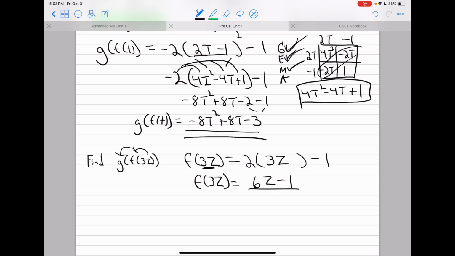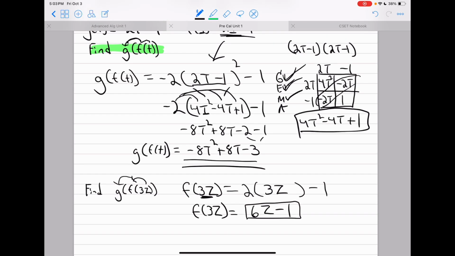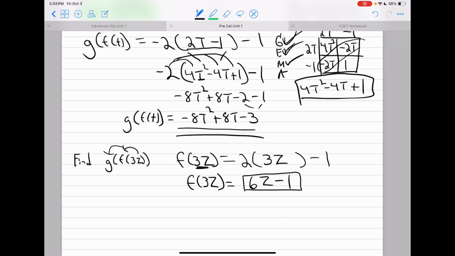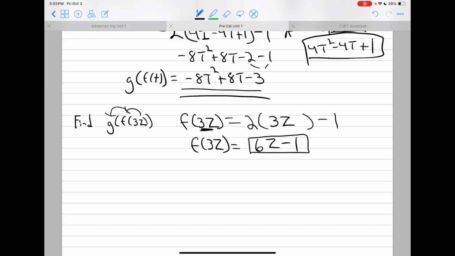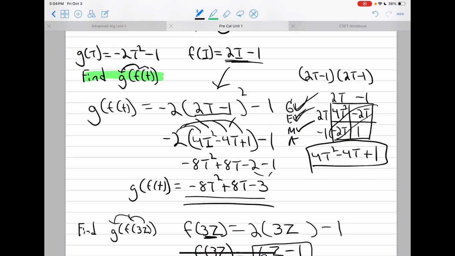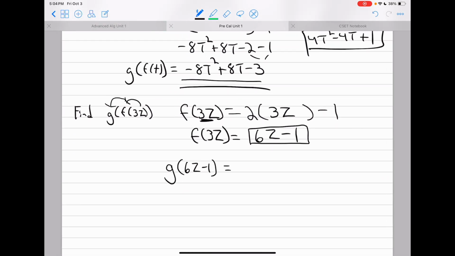Now I'm going to take this and plug it into g. So g was, where is g? Negative 2t squared minus 1. So we're going to find g of now 6z minus 1. And g, as I look back, was negative 2t squared minus 1. So I have negative 2t squared minus 1. This is where I plug in the 6z minus 1.